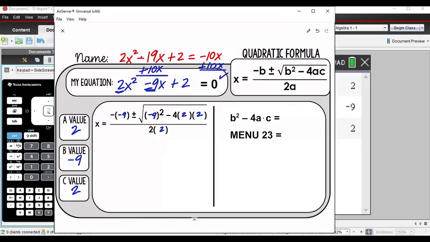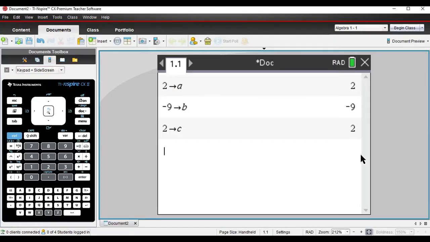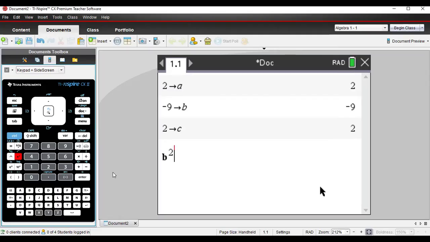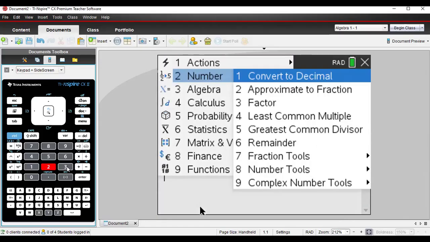Now, remember, this is always your next step. We need the B squared minus 4AC. So let's go get the calculator and do that. It's going to be B squared minus 4A times C. Press enter. Now it says 65. If you don't know, that is not a perfect square, so that means we're going to have an irrational root. But let's show you how to check that, to make sure.